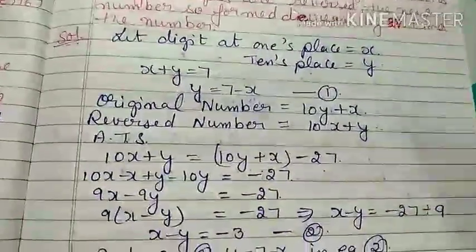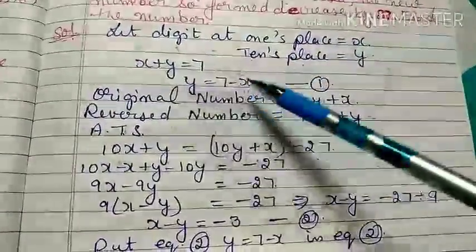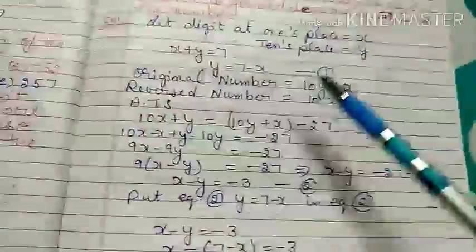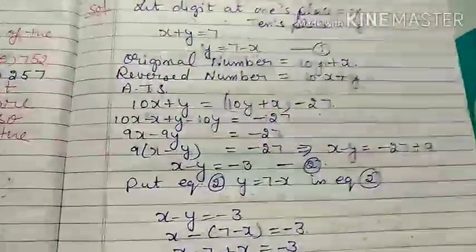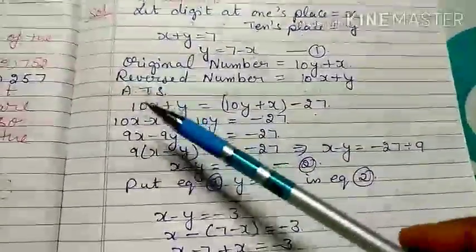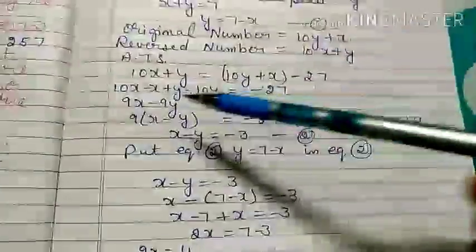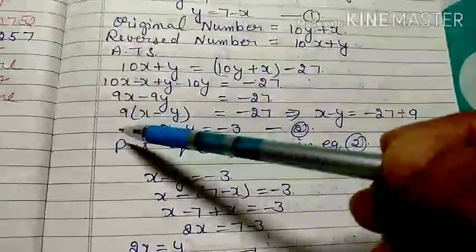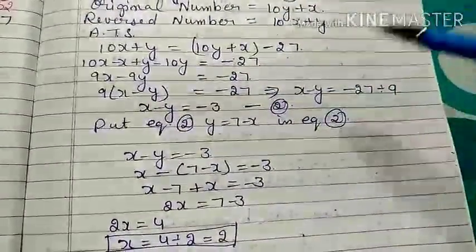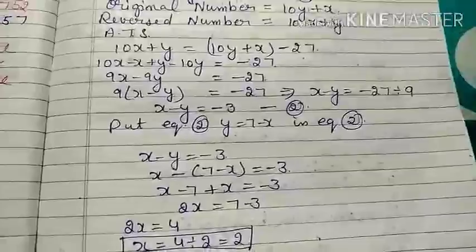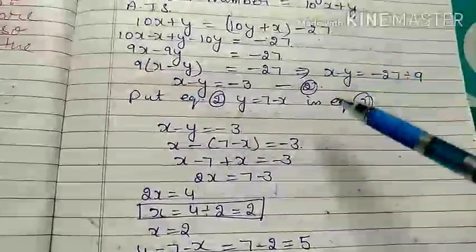Here x and y, one's place is x, ten's place is y. x plus y is equal to 7, y is equal to 7 minus x. Original number is equal to 10y plus x, and reverse number is equal to 10x plus y. According to the statement, reverse number is equal to original number minus 27. And when you solve, all x and y values are shifted to the left side. 9 is common, 9(x minus y) is equal to minus 27. x minus y is equal to minus 27 divided by 9. x minus y is equal to minus 3. That is your second equation.